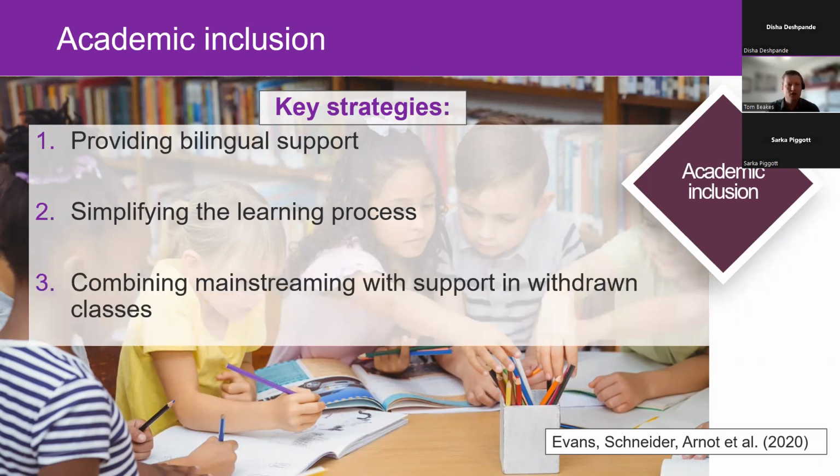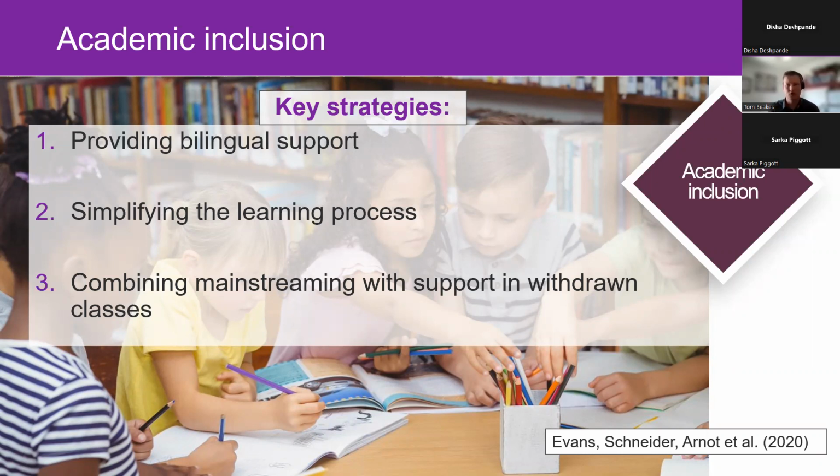The third aspect is combining mainstreaming with support in withdrawn classes. And again, this in some contexts can be quite contentious. Certainly here in the UK, this is, but certainly in general, from an EAL perspective, as an organisation, we would advocate for mainstreaming pupils as early as possible. And the purpose of this is, one, so that pupils do not lose the optimal opportunity for subject matter learning, and secondly, so that they can more quickly bond and integrate with their peers.